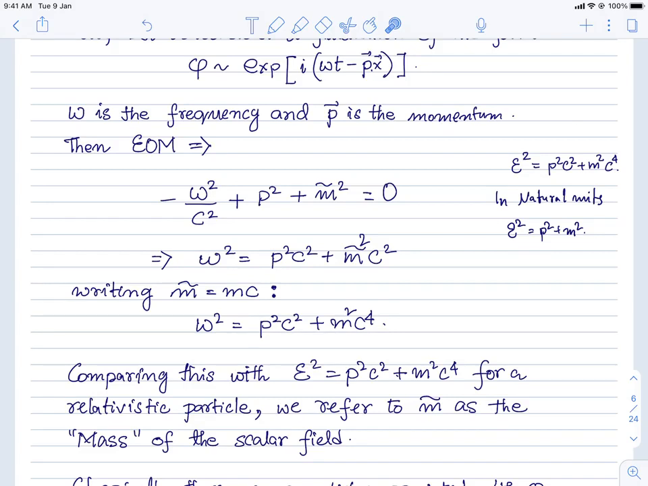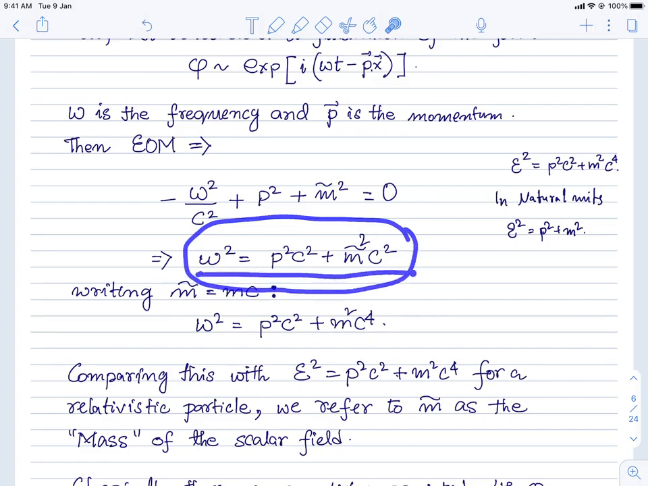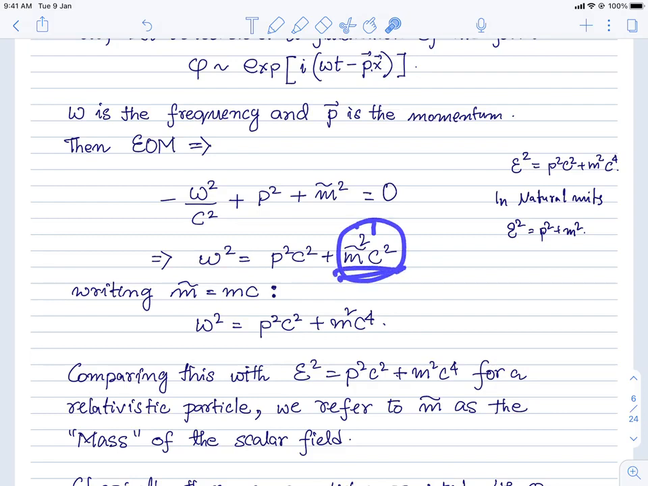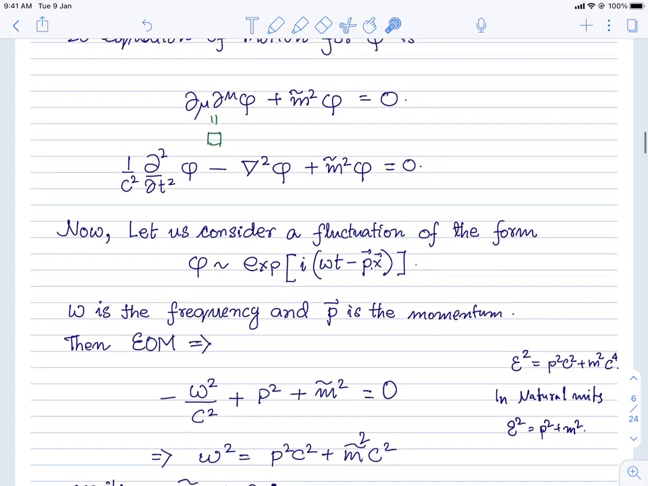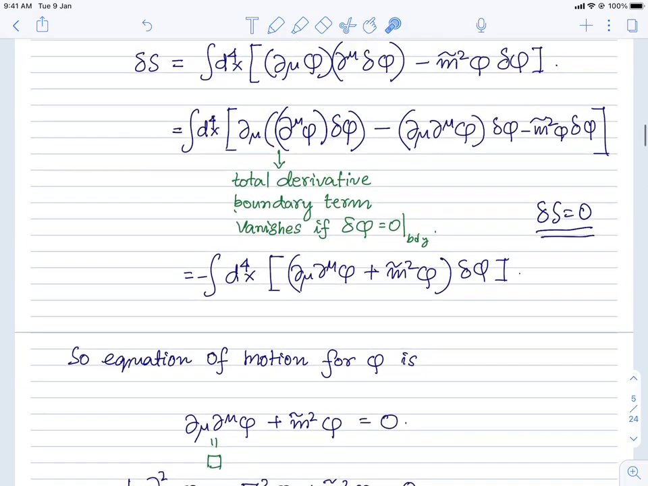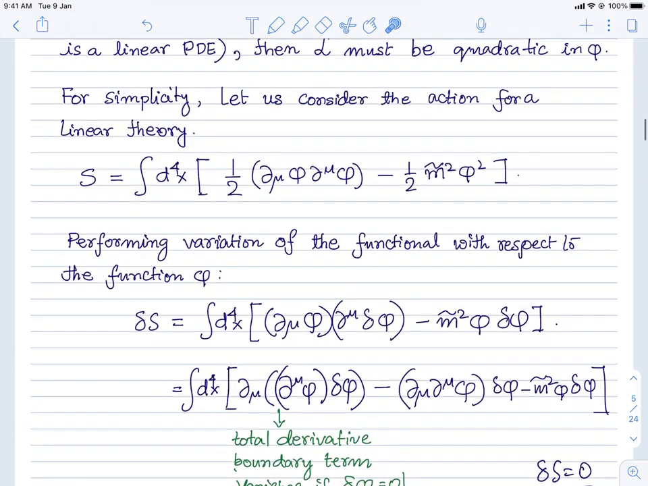I'm trying to motivate it from the fact that this kind of relation between frequency and momentum involves a term like this, which very much resembles the mass term for a particle with some energy E and momentum P. So that is the way I'm trying to motivate it. But as I said, in the quantum version of this theory this is probably more precise. The terminology comes from there, it descends from there. And these kinds of terms, even in classical field theory, are referred to as the mass of the scalar field.